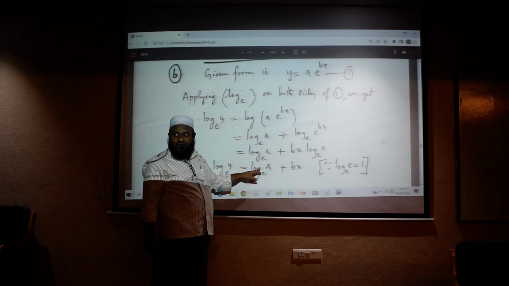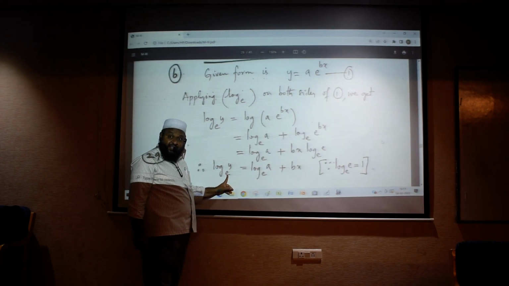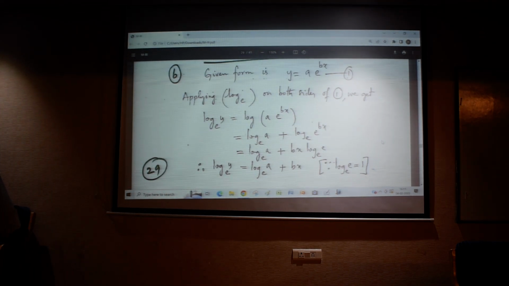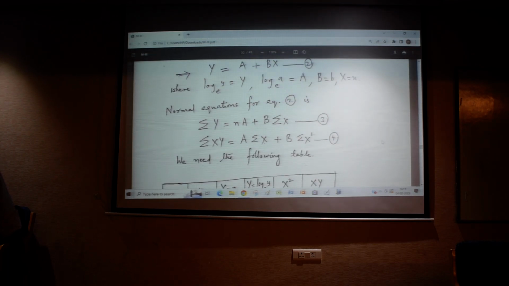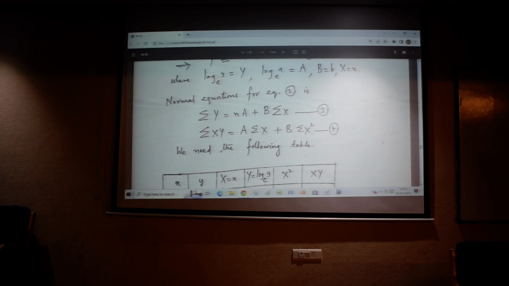This is different. Log a base e is equal to capital A, and log small y base e is equal to capital Y. Clear about this point? Same, Y is equal to A plus BX, where this is the link between small x and small y, capital X and capital Y, a and b, all these things. So our normal equations become like this.